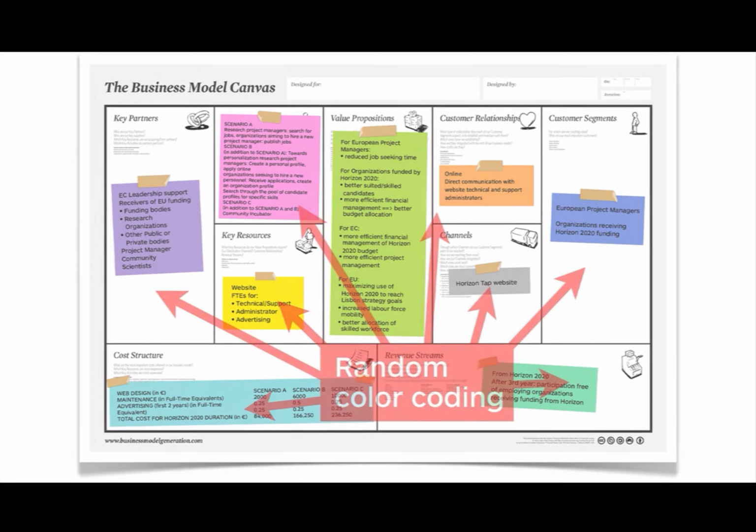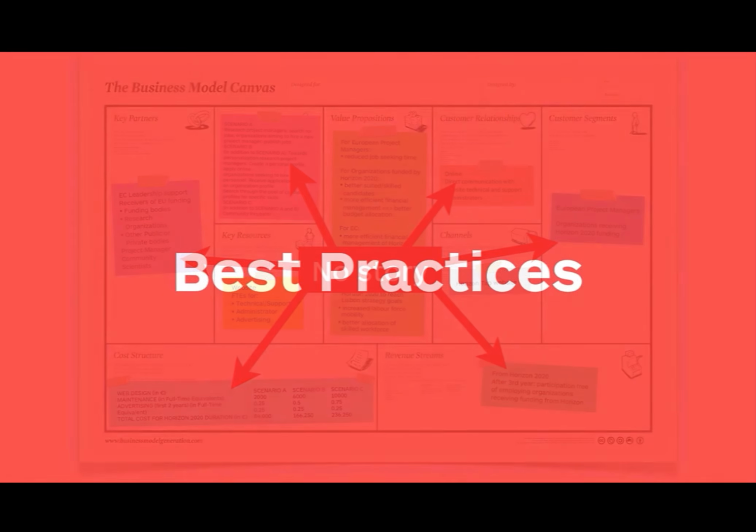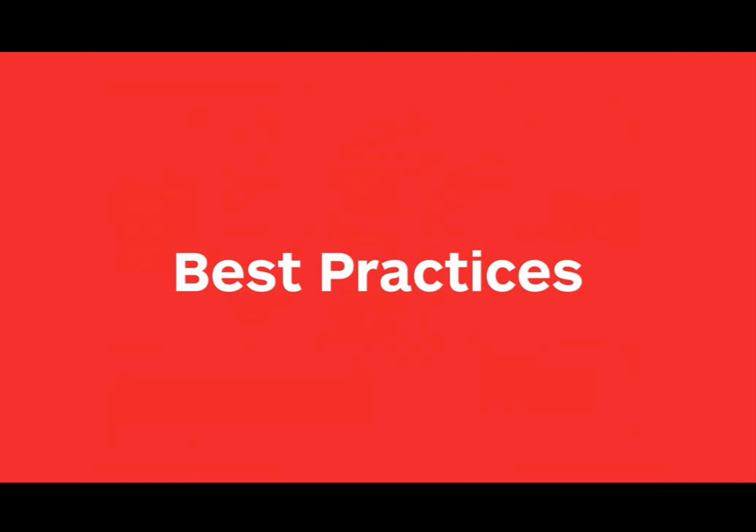The second problem here is that there's random color coding. Your brain is going to try to read something into the colors, and in this case, the colors don't mean very much. The third problem here is that there's no story. You want a business model canvas where every building block has a role to play and contributes to the story. So let's get started with a couple of best practices.